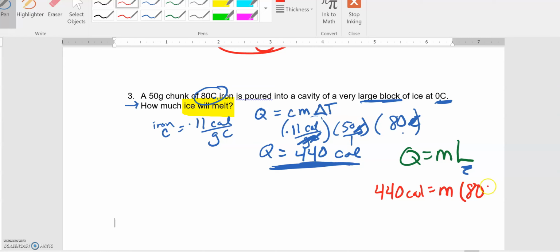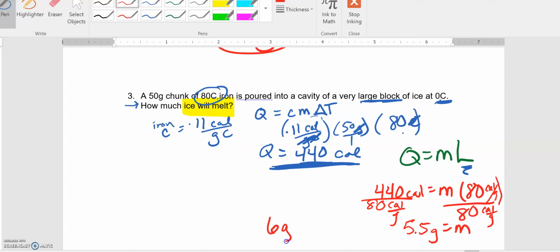Oh, this is going to be ugly. Sorry about this. Okay, so it's 80 calories per gram. Now you'll notice there's no temperature in this because remember, during a phase change, the temperature doesn't change. So when I solve this, I would divide both sides by 80 calories per gram, and I turn out to get 5.5 grams is equal to my mass of water. Again, check for significant figures, and I would actually need to round that to 6 grams is my mass for my water on that one.